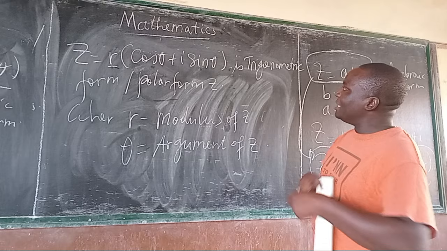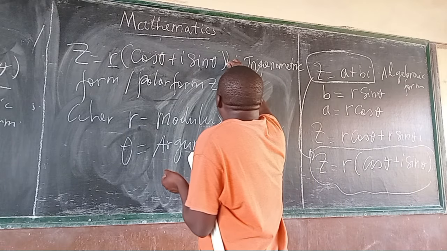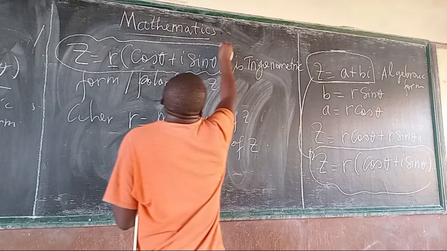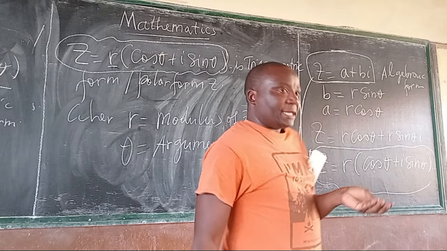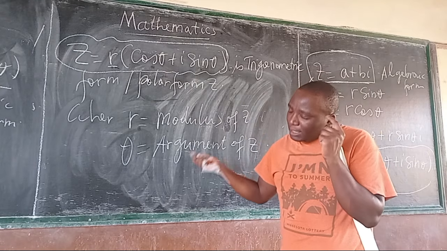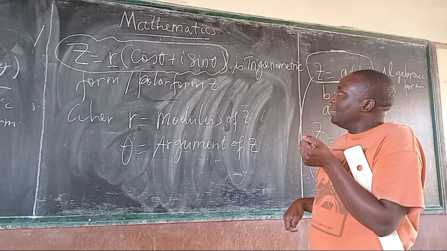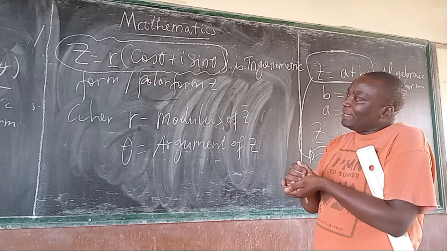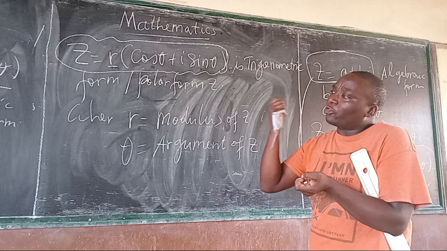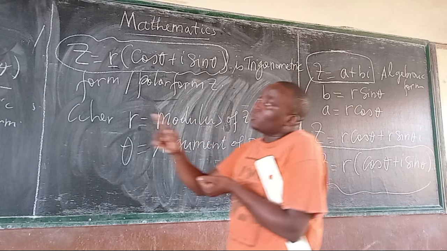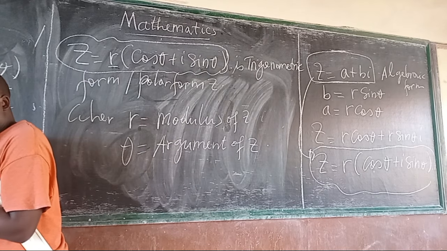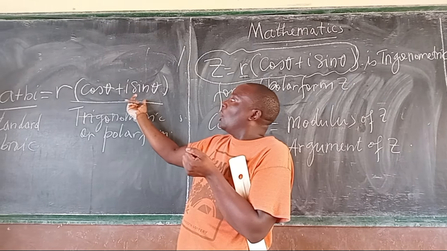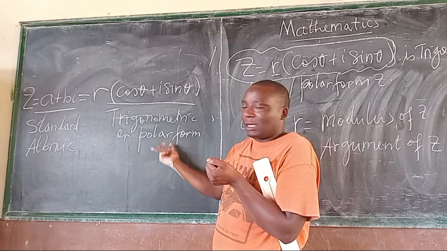Generally, teachers, this is a good form of a complex number expressed using trigonometry, in trigonometric form or in polar form. Then, teachers, the question we have is how to come from this standard form or algebraic form and go to the trigonometric form.